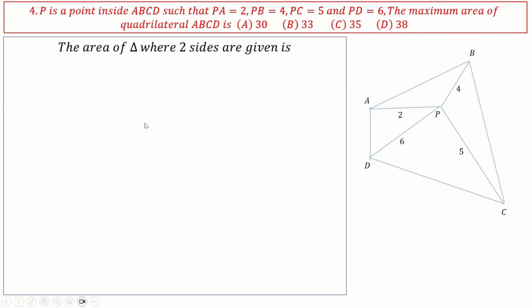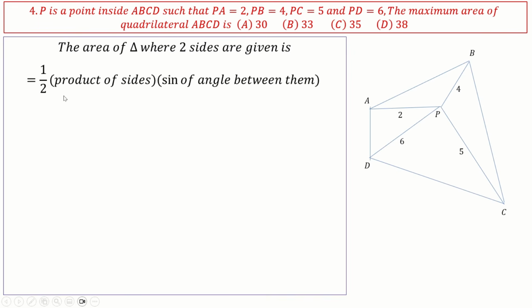Okay, so the area of a triangle where two sides are given. Suppose I take APB, and 2 and 6 are given, correct? So the area of the triangle is 1 by 2 into the product of sides into sine of the angle between them, correct? The product of these two and sine theta, suppose 2 into 6 into sine theta here, right? This is what we know.